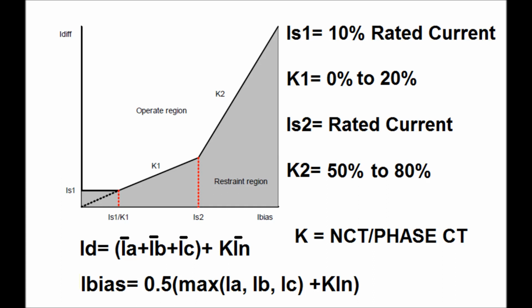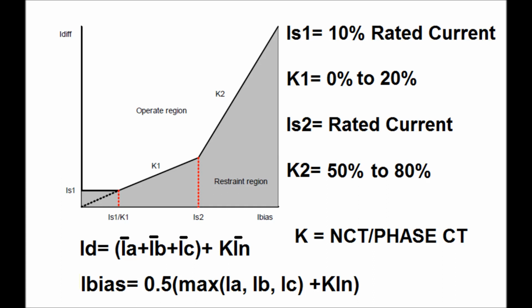So under through fault conditions, the bias current will be more, but ID will be 0. But under a fault inside the REF protection zone, there will be a differential current. If differential current is more than 10% of the rated current, that is the initial setting of the differential current, then the relay will send a trip signal.